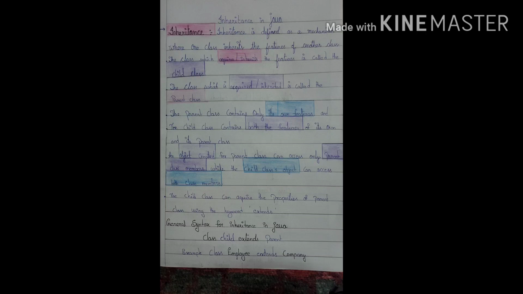The child class can acquire the properties of the parent class by using the keyword extends. This means that the extends keyword is used in order to acquire the properties from the parent class. The general syntax for inheritance in Java: class child extends parent. This means that here the child class is inheriting the properties of the parent class by using the word extends.